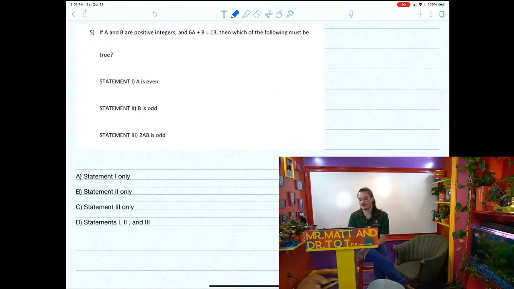Excuse me, question 5, and the question states, I keep on forgetting to do that, I'm so sorry. If a and b are positive integers and 6a plus b is equal to 13, then which of the following must be true? Statement 1 says a is even. Statement 2 says b is odd. Statement 3 says 2ab is odd. Answer selections A, B, and C are statements 1, 2, or 3 only, and answer selection D is statements 1, 2, and 3. So I'll give you 3 minutes and then I'll give you the solution.